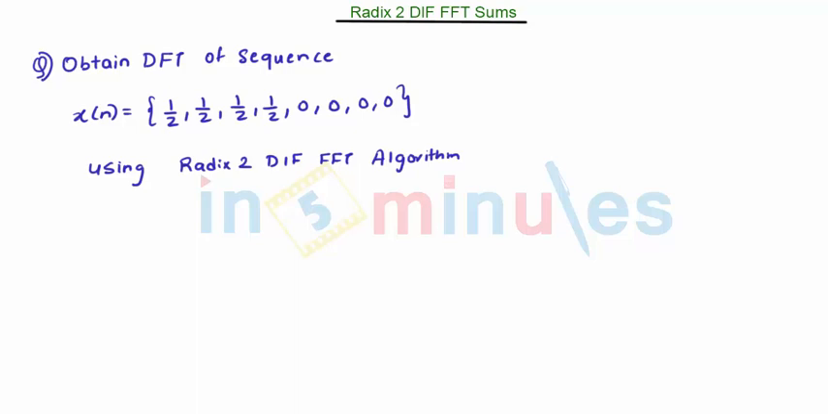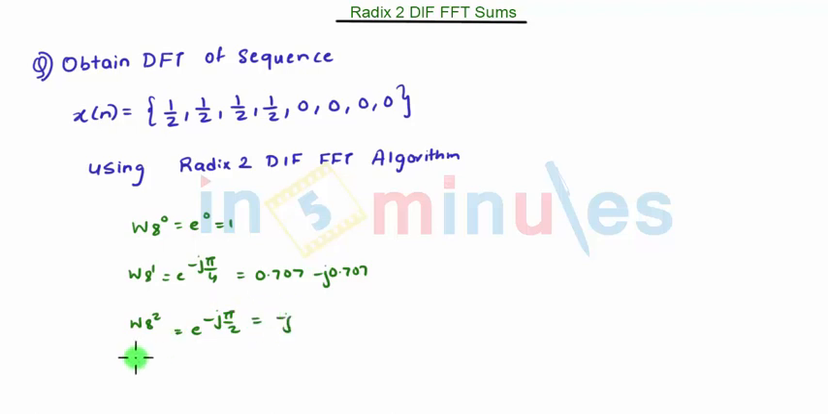So first let us see what the values of the twiddle factor are. The values of the twiddle factor will be W8 raised to 0, that is e raised to 0, again 1. W8 raised to 1, that is e raised to minus j pi by 4, that is 0.707 minus j 0.707. W8 raised to 2 is equivalent to e raised to minus j pi by 2, that is minus j, and W8 raised to 3 is equivalently minus 0.707 minus j 0.707.